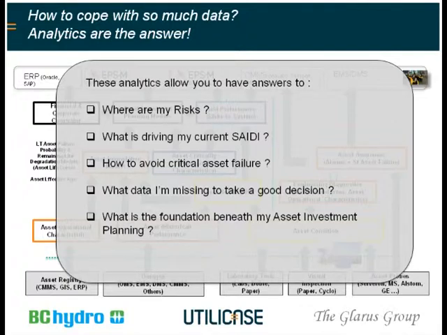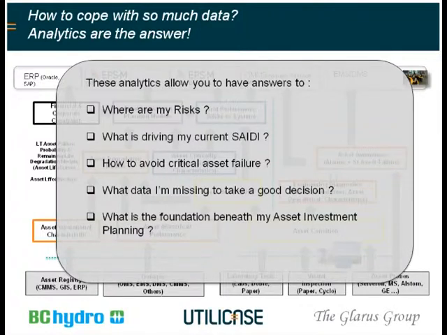How to avoid critical asset failures. What data am I missing to take a good decision? Analytics are very good in that department too, because analytics use data to formulate an answer to a question. So if some data is missing, it can still provide you with an answer, but good analytics always pinpoint what is missing. If you add that data into the models, how much better can the answers be? And finally, what is the foundation beneath my asset investment planning going for a rate case?